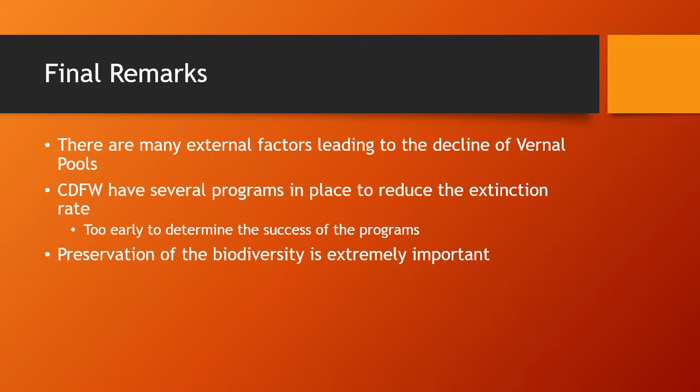So I have some final remarks to wrap this presentation up. There are many external factors that lead to the decline of vernal pools, including climate change, drought, and grazing. The California Department of Fish and Wildlife has been very active in trying to reduce the extinction rates. However, it's too early to determine the success of the programs as of right now.